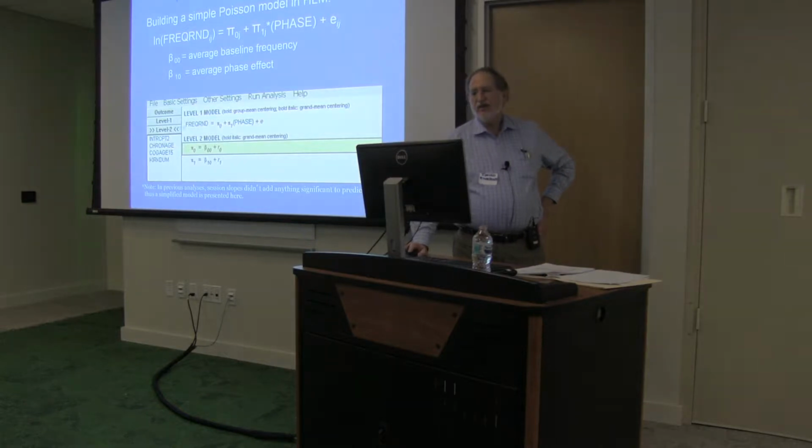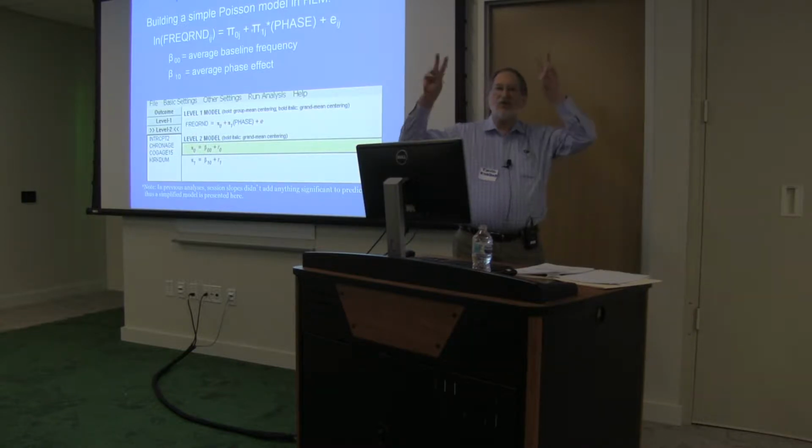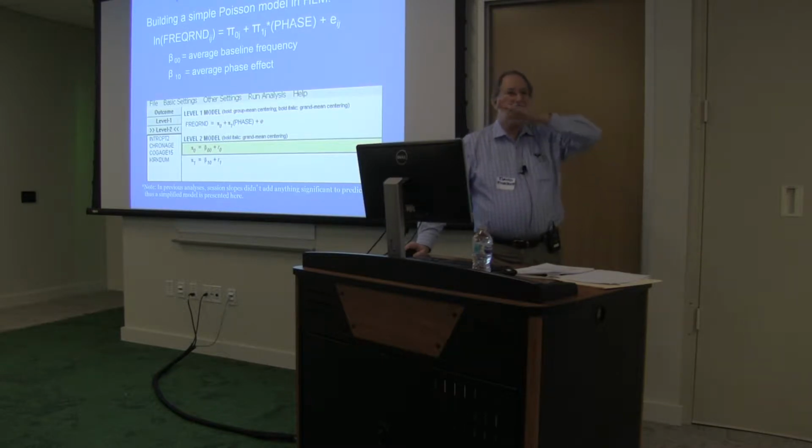A simple model here, and forget about the logarithm, that's what you need to do for the Poisson. Basically, the frequency with which they have pretend play is an intercept plus, I'll put the word slopes in quotes, times phase. It's just a phase difference.